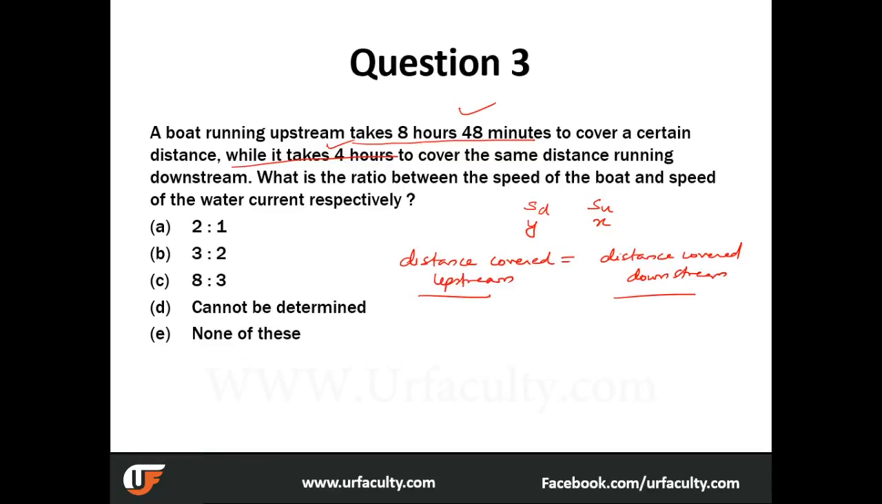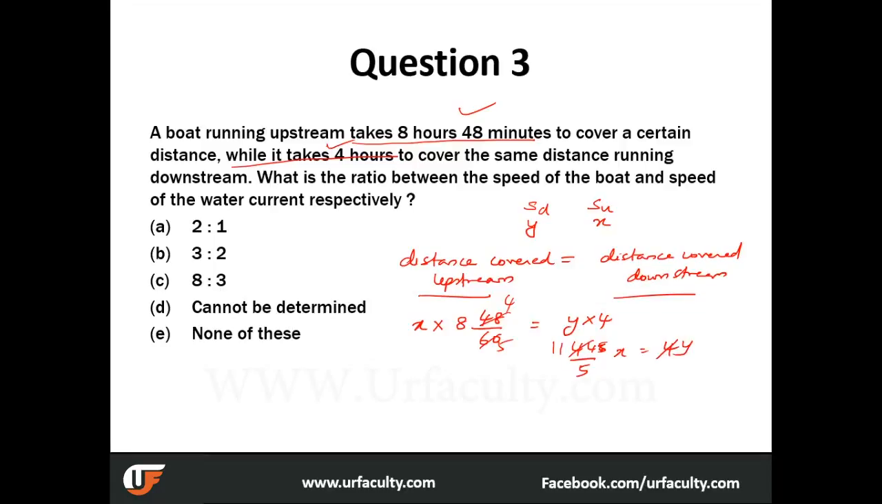So what is the distance upstream? How do you arrive at the formula? Distance is equal to speed into time. So we know that the upstream speed is x and the time taken is 8 hours 48 minutes, so 48 by 60, is equal to y, the speed in downstream, into 4 hours. So 48 by 60 is what? 4 by 5. So 44 by 5, x is equal to 4y.